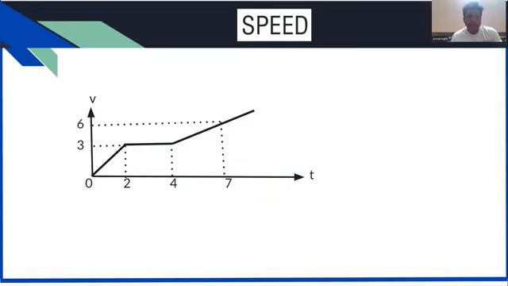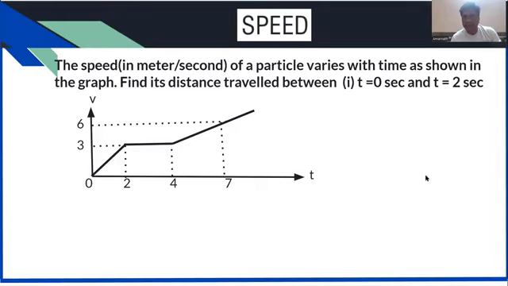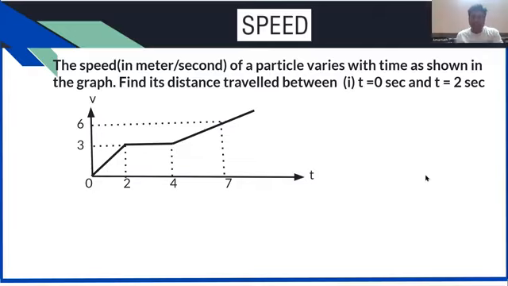So what is the question? The speed in meter per second of a particle varies with time as shown, between t equal to 0 and t equal to 2 seconds. It means, say this is t equal to 0, this is t equal to 2. In that period, how much distance is traveled?